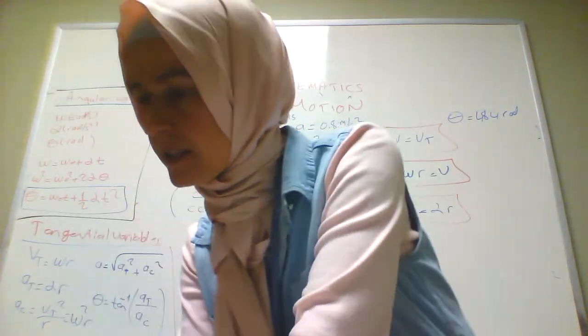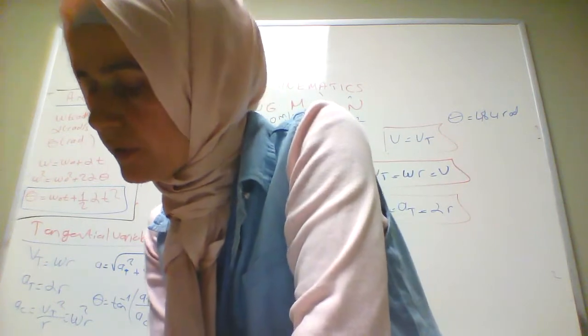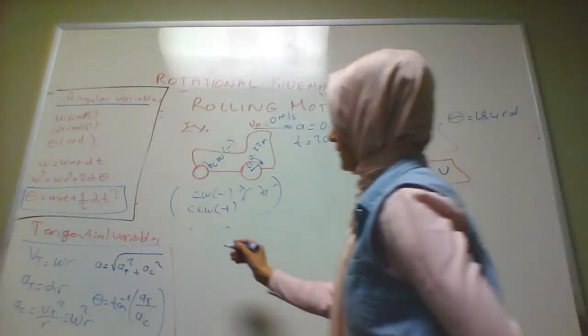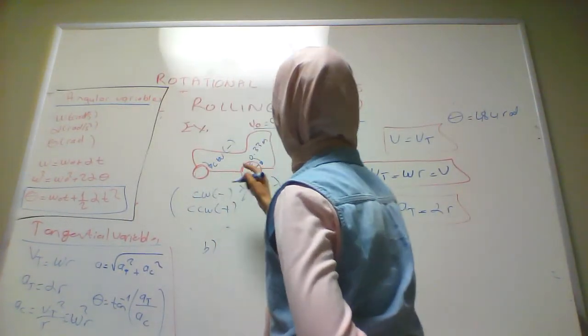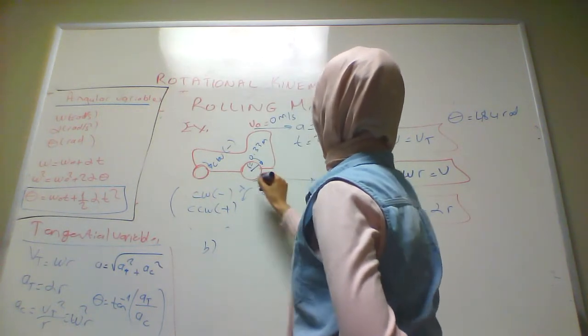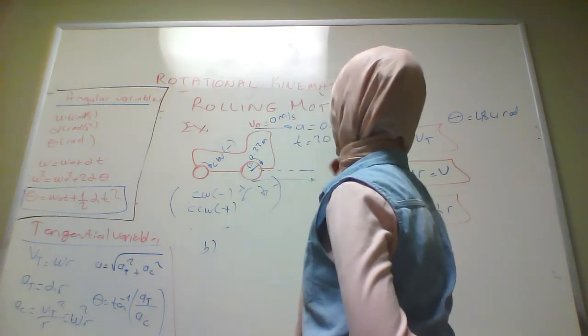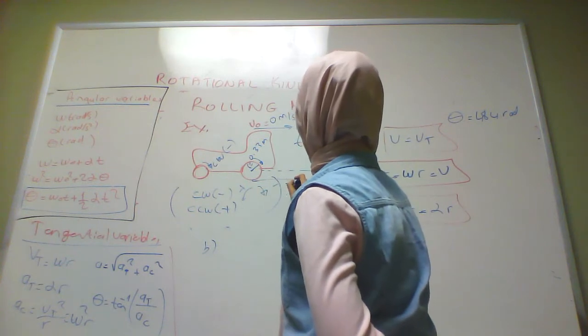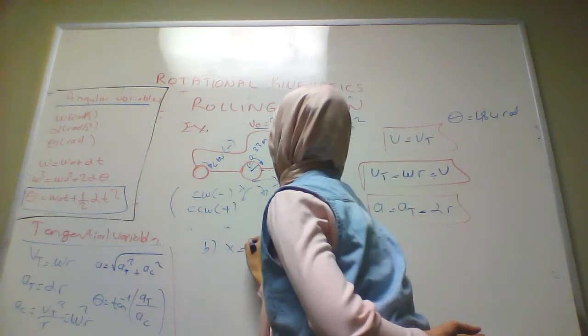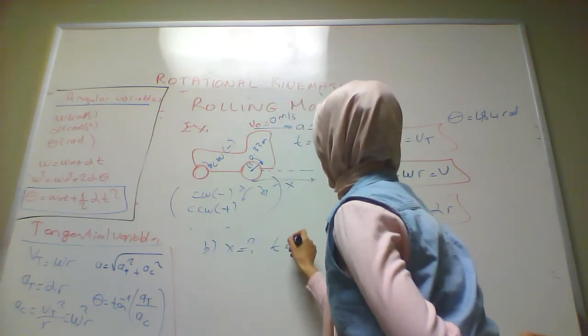What is the linear distance the axle traveled relative to the ground? We solved a question similar to that. What is the linear distance? The car traveled simply, let me call this x. What is x, traveled in 20 seconds?